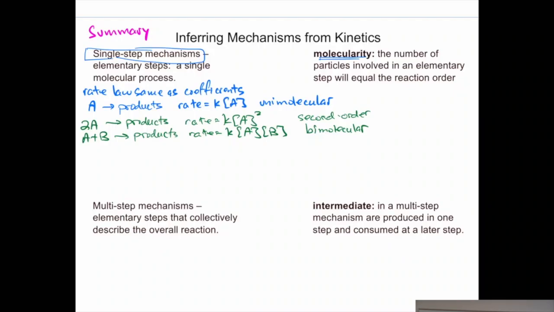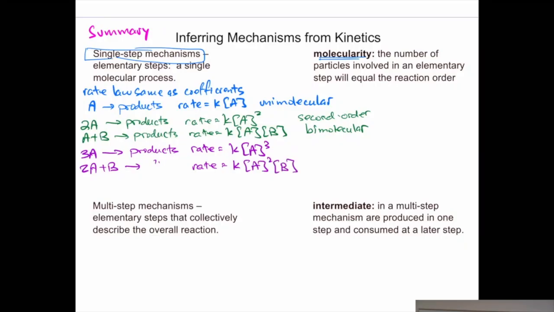If we have termolecular, that's when we have three things. Well, I can imagine I have three molecules of A that have to combine in just the right way to make products. That rate law would be rate is equal to k times A raised to the third power. Or I can have two molecules of A combine with one molecule of B to make products. That rate law would be k times the concentration of A squared times the concentration of B.